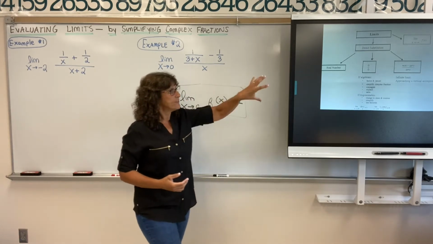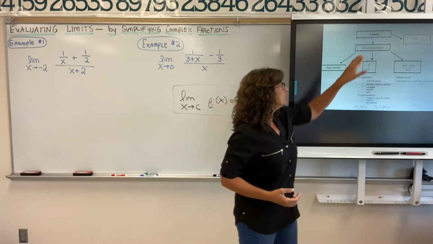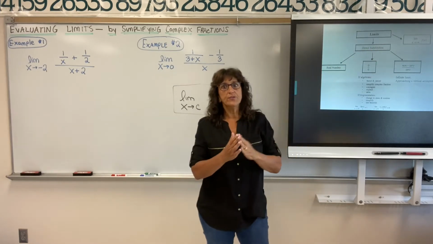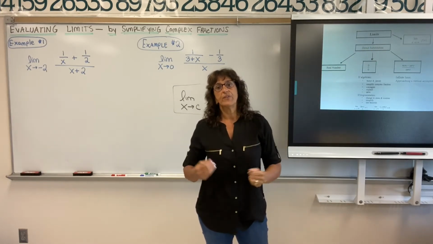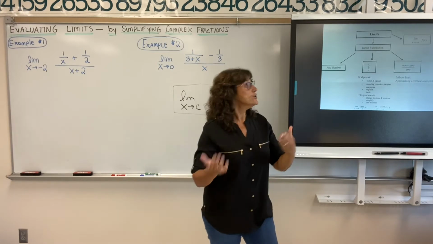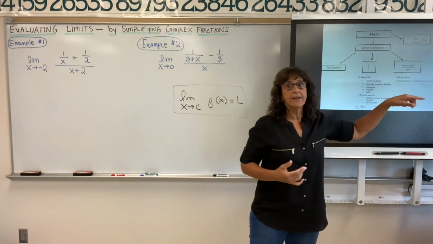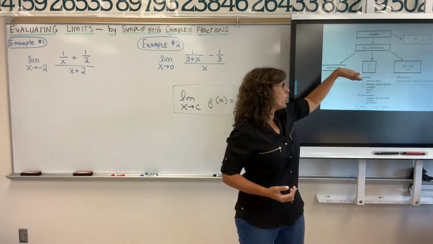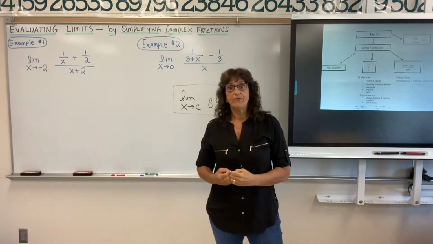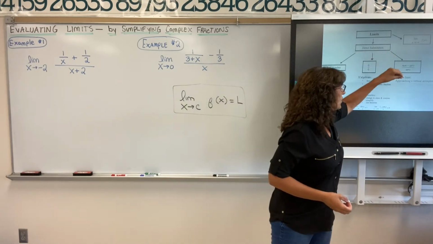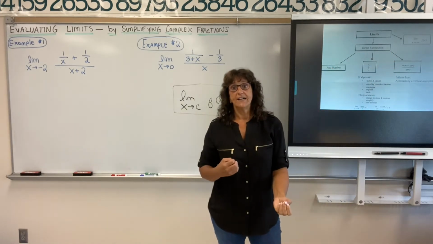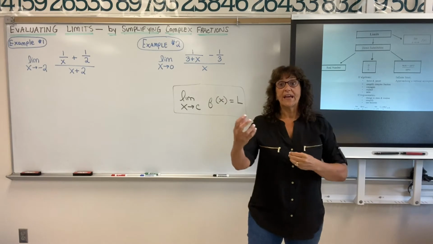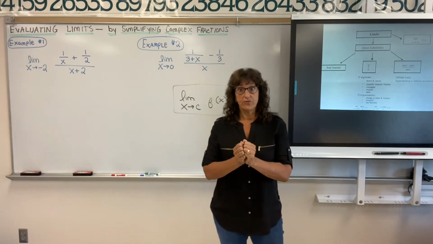One of three things will happen. You will either get a real number, with no zeros in the denominator, so that is your answer. Or you might get a zero in the denominator, which comes in two forms: 0 over 0, indeterminate form, or a non-zero over 0, which is undefined. These two situations are handled differently when you're evaluating limits.